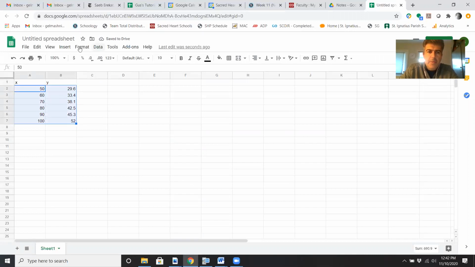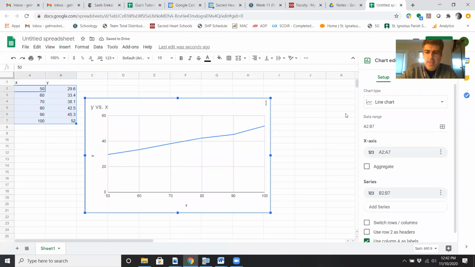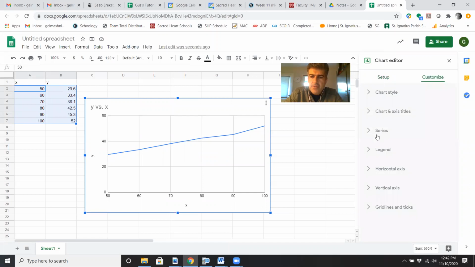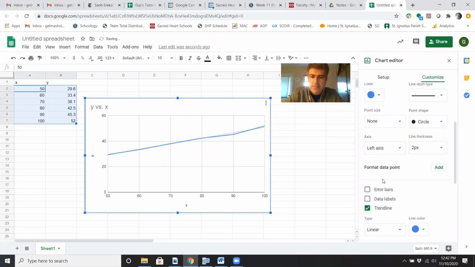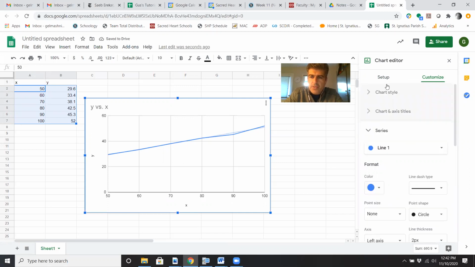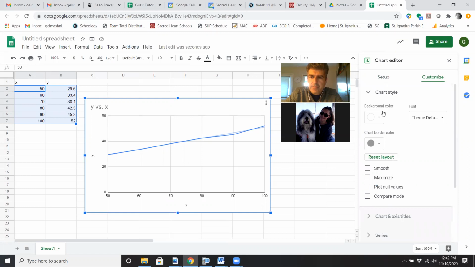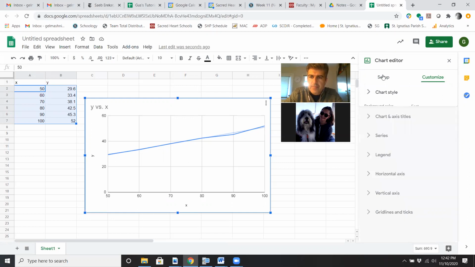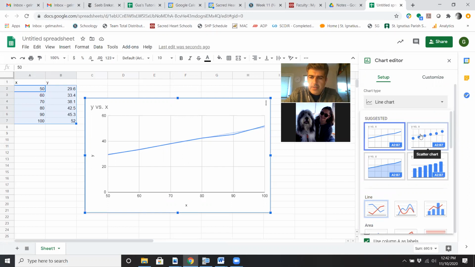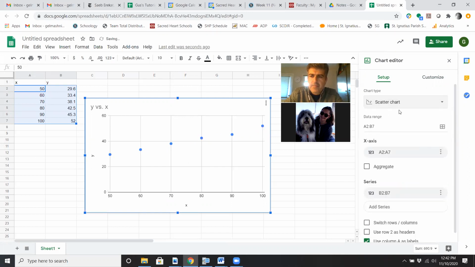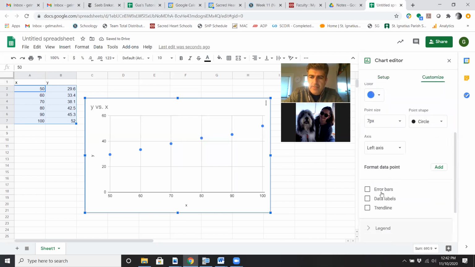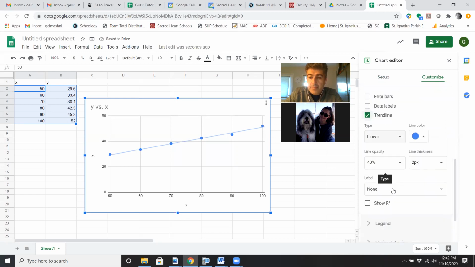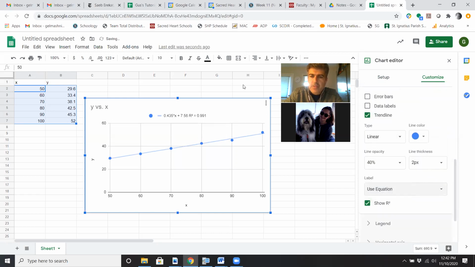And to get the equation of best fit, remember we go insert, chart. And if I go to customize, series, trend line. Oh, let me change my chart. My chart should actually be a scatter plot. I don't know why I didn't do that. Yeah, it should be a scatter plot. There we go. Now customize series, trend line, which is pretty good. Show R squared, use equation. So there we go.